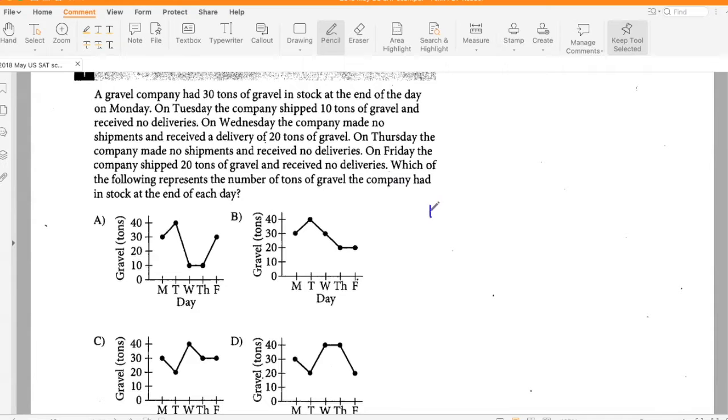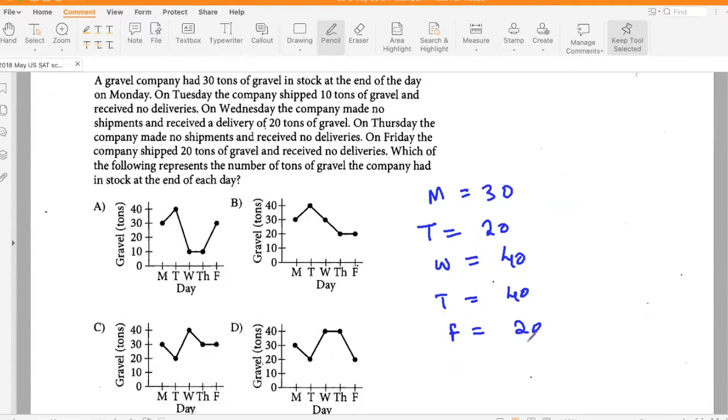Okay, so Monday was 30. And Tuesday it shipped 10, so it came down to 20. Wednesday it made no shipments and received a delivery of 20, so that went up to 40. Thursday, no shipments, no deliveries, so stayed 40. And Friday it shipped 20, so it came down to 20. So starting with 30, falling to 20, rising to 40, staying 40, and then coming down to 20, so D.